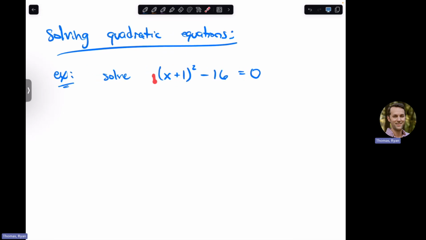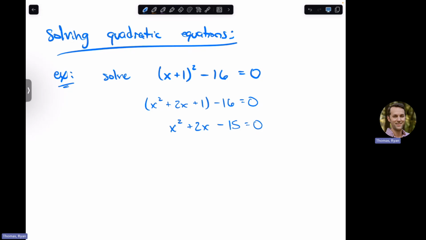Okay. So go ahead and expand that. That's x plus 1 times itself. So x squared plus 2x plus 1 minus 16 equals 0 still. Now, that set of parentheses isn't really doing anything anymore because we squared, right? So combine like terms, x squared plus 2x minus 15 equals 0. All right, we've expanded, we've collected like terms. Now what?